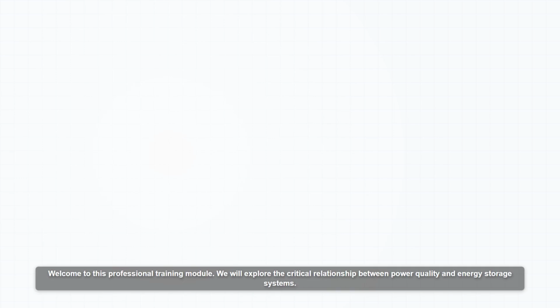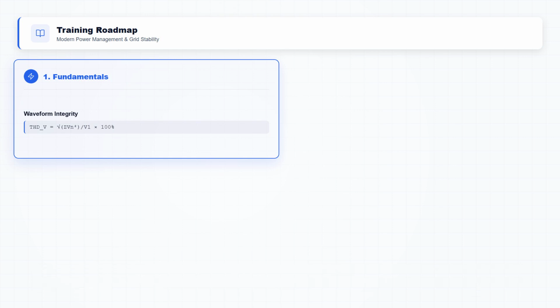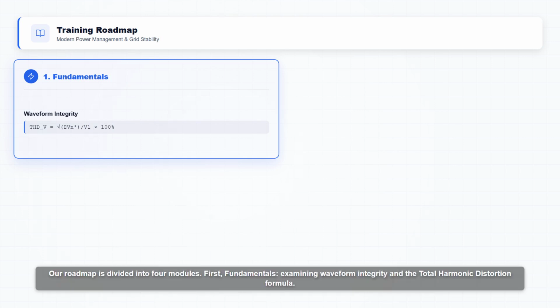Welcome to this professional training module. We will explore the critical relationship between power quality and energy storage systems. Our roadmap is divided into four modules.